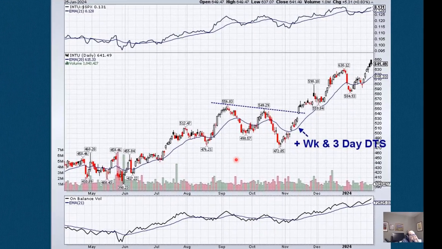This chart of Intuit shows you right in here where the week ended and a weekly and 3-day DTS were generated. We have the relative performance up here, which has turned positive here also, as was the OBV, and this came a couple of days before we broke out of this downtrend and generated around 520, and of course just recently we're at 641, so up quite a bit.